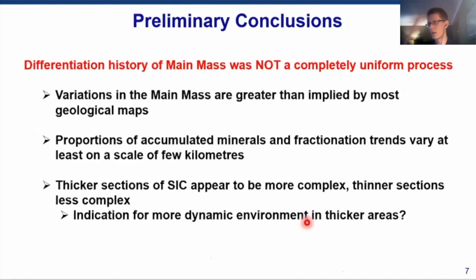To conclude, just from these few elements, we can see that the differentiation history is not as uniform as we would think in the main mass. There's quite a bit of variation, especially in terms of minerals being accumulated in the different sections of the melt sheet. Also interesting is that thicker sections like Capriol and Cascaden seem to be more complex, and thinner sections like Morgan seem to be better behaved and less complex. A possible idea, just to throw out here, is that maybe these thicker sections represent more dynamic environments within the melt sheet during crystallization, which then form these more complex patterns.